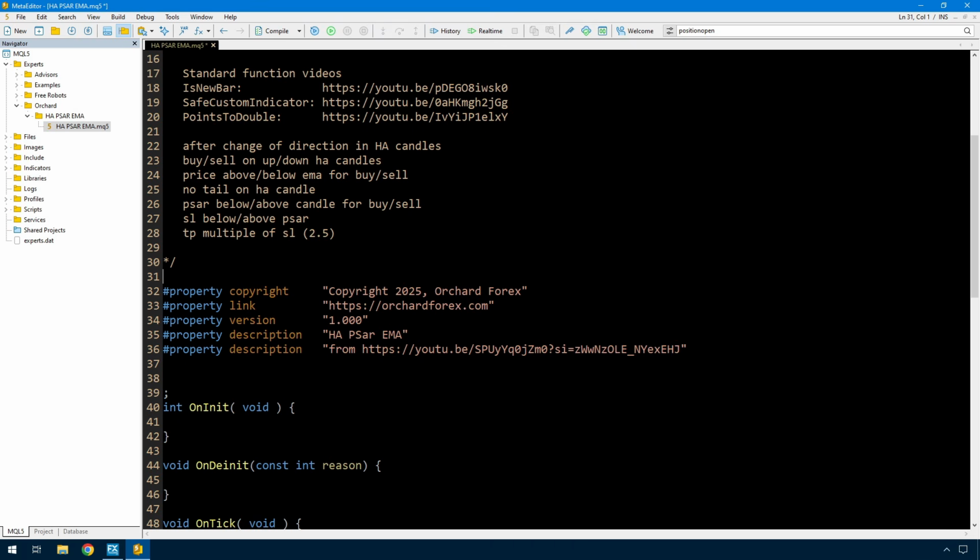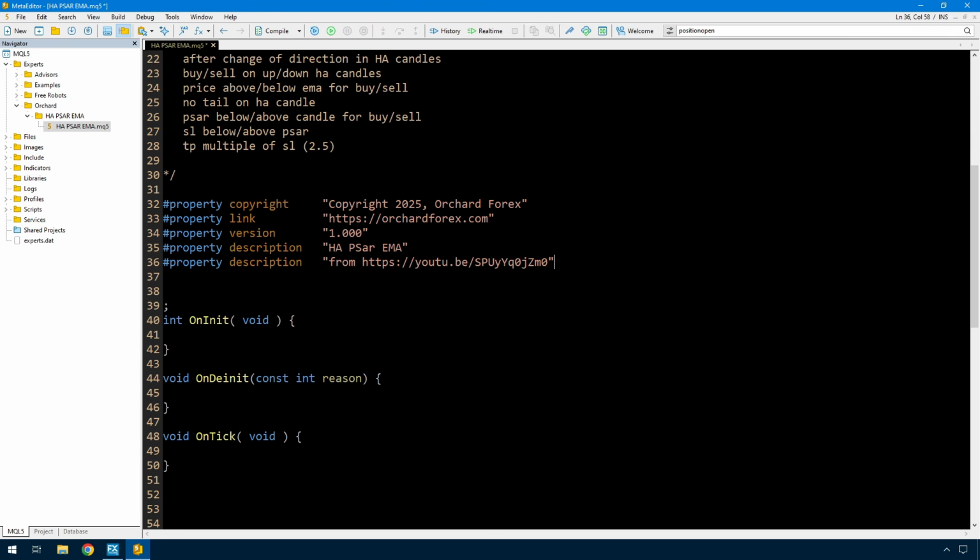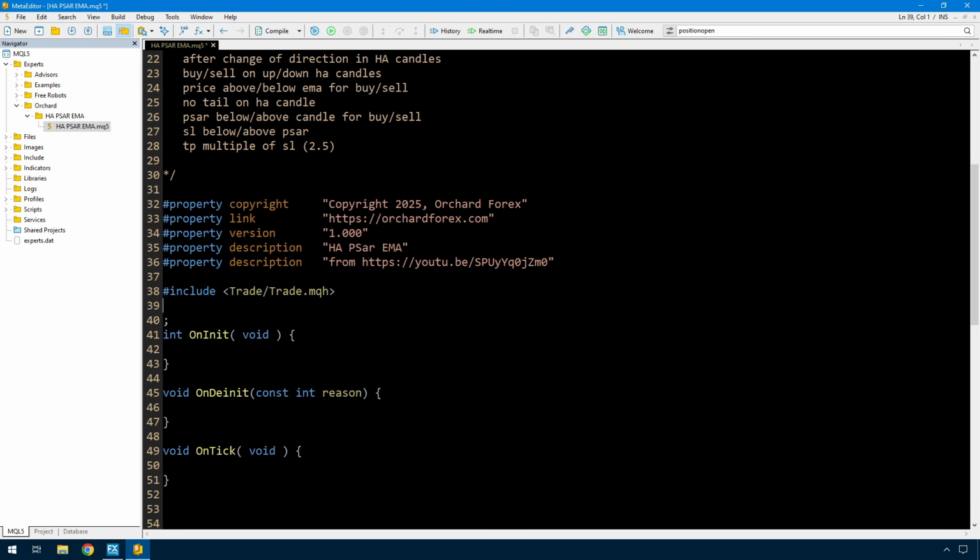And then just the usual copyright, link, version description, and I've included in the description this. And then my three main functions: OnInit, OnDeinit, and OnTick. Before anything else, I'm going to include this Trade/Trade.mqh because I'm going to be using the trade class and an object of type trade to perform the trading, and that will also give me the position info which I need.